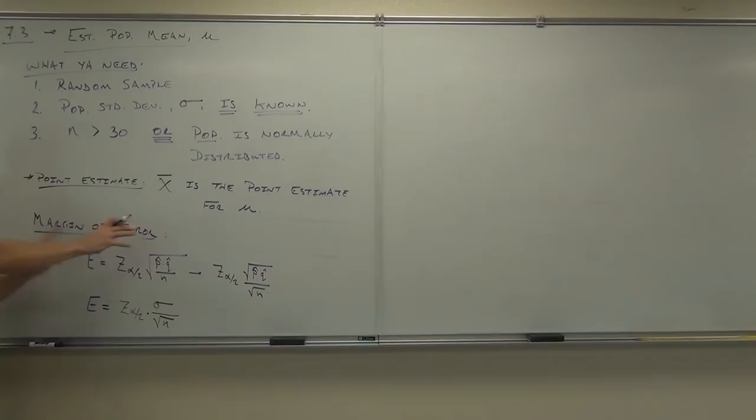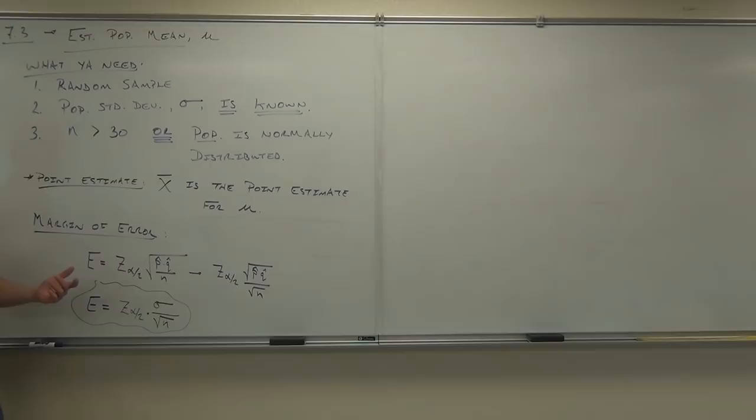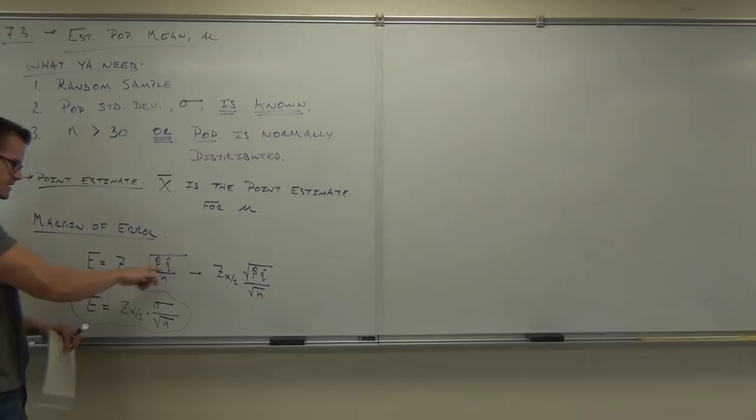This right here is your margin of error for doing confidence intervals, trying to represent your population mean when your sigma is known. Why does sigma have to be known? Well, look at the formula. Where's sigma? It's right there. You got to know it. If you don't know it, then you can't use the formula. So a similar idea as before, just looks a little bit different.